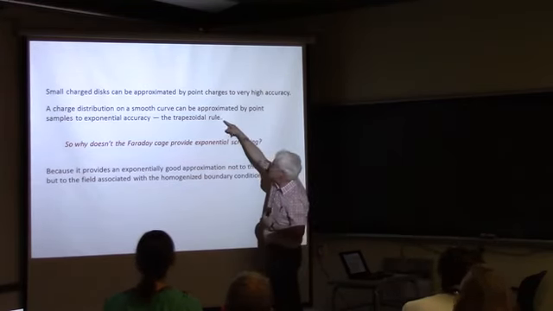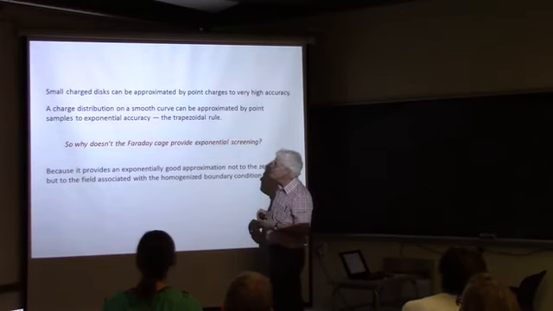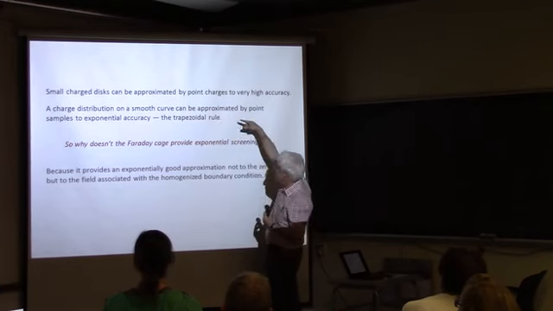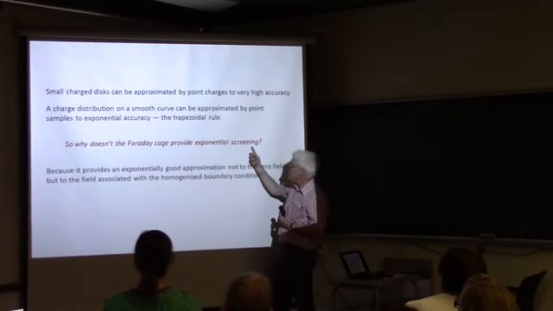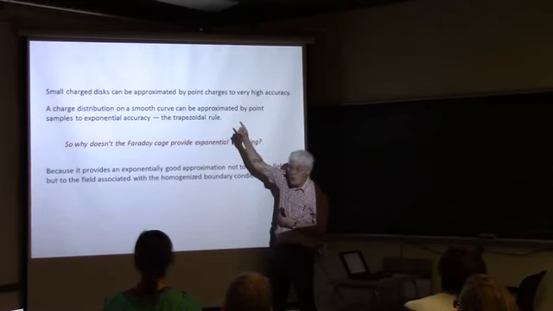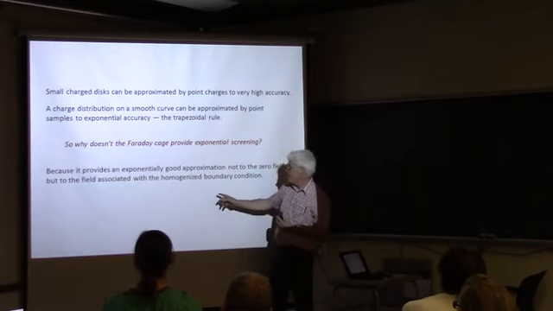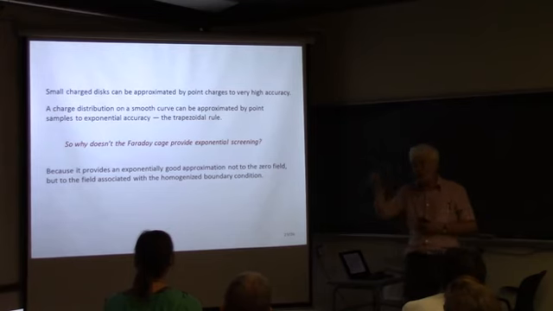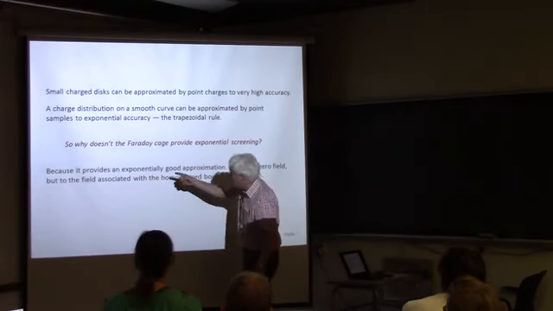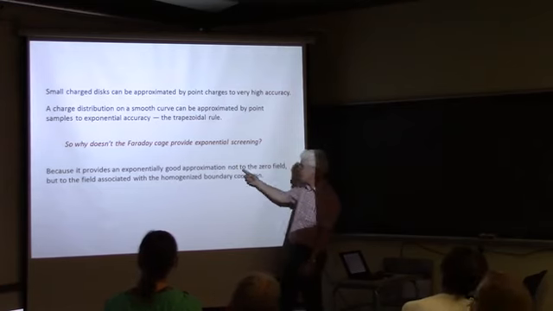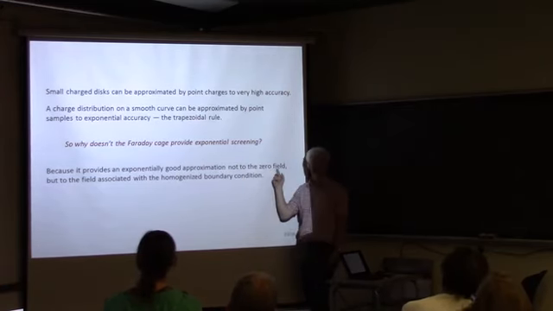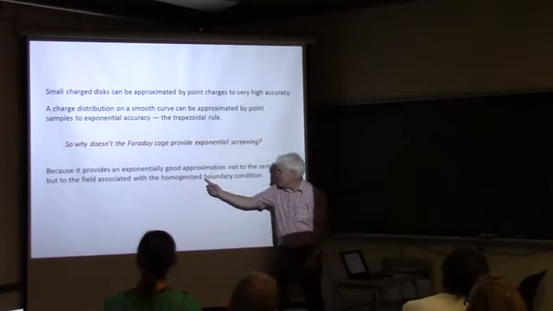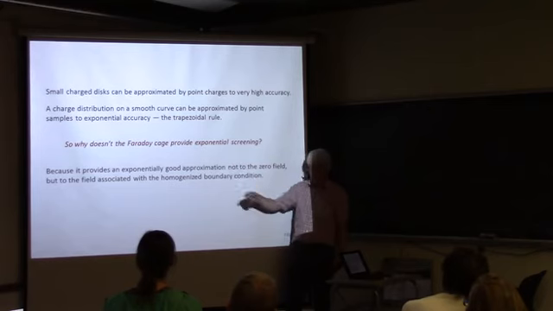And it's certainly true that the trapezoidal rule is exponentially convergent for analytic functions. So, you know, why didn't this give us exponential screening? Why doesn't the Faraday cage operate with screening? And the answer is, the point charges have the wrong strengths. Have the wrong what? Strength. So you can get exponential screening with point charges, sure. But a Faraday cage doesn't give you the right charges. It doesn't move the charges around enough. So the Faraday cage does provide an exponentially good approximation, but sadly not to the zero field, which is what we'd like, but rather to this homogenized field. How do we know that? Because it's just a trapezoidal rule approximation or something.